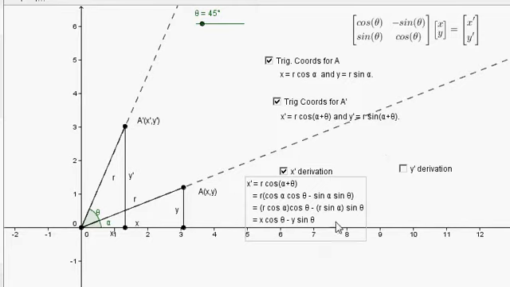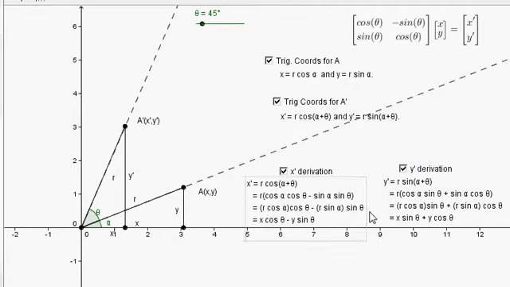Then we can distribute the r and regroup it and think about what we have here. We have r cosine alpha times cosine theta in the first piece, minus r sine alpha sine theta in the next piece. Then if we look back, we can do a substitution. R cosine alpha is actually x. R sine alpha is actually y, coming from this point. If we plug that in, we get that x prime is just x cosine theta minus y sine theta, which is our result.